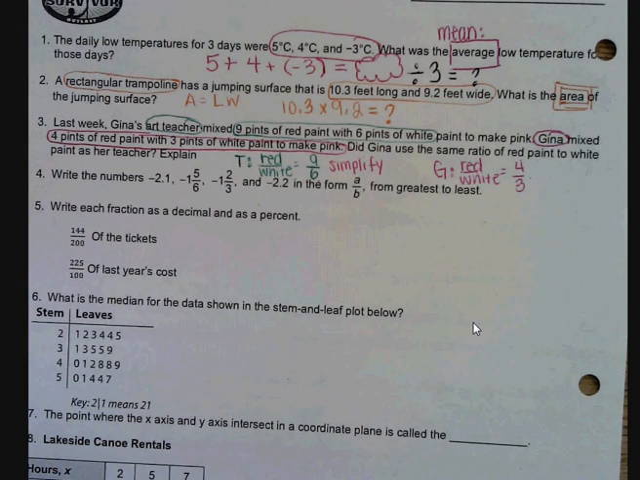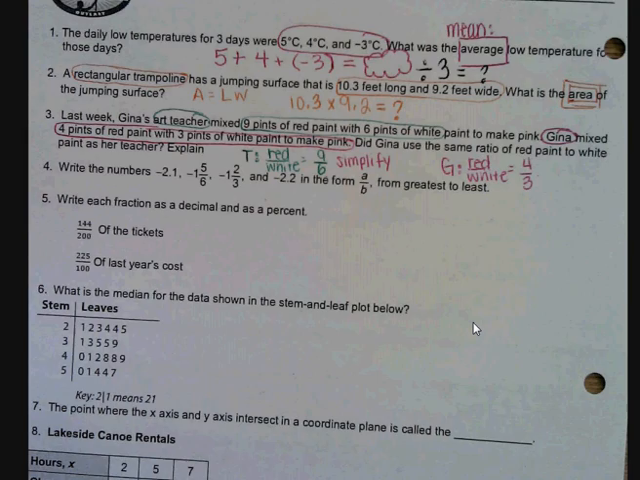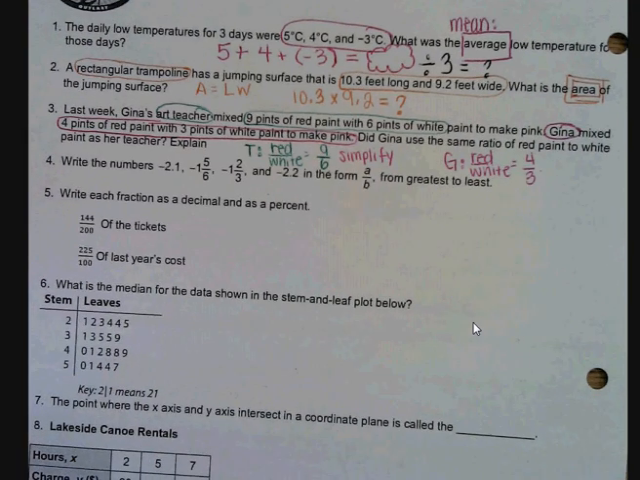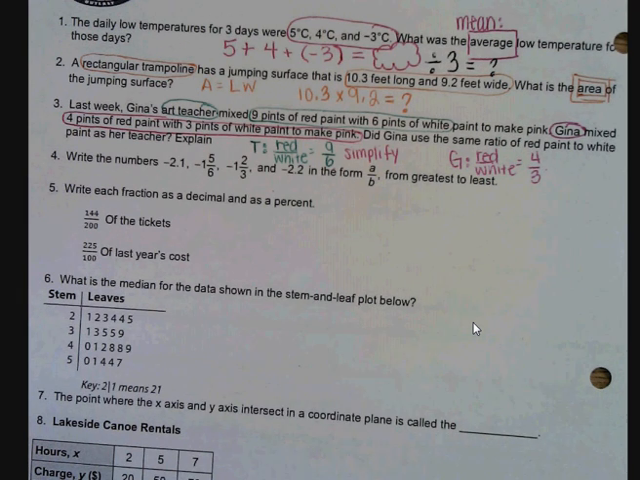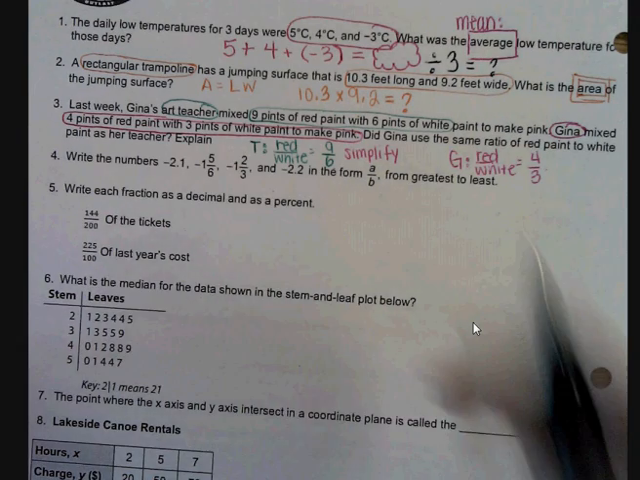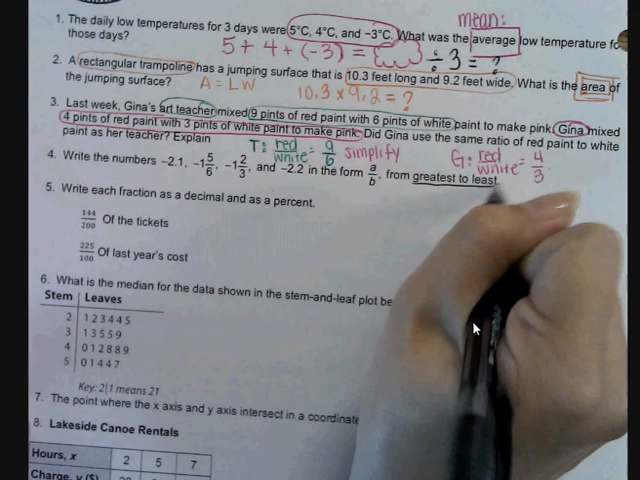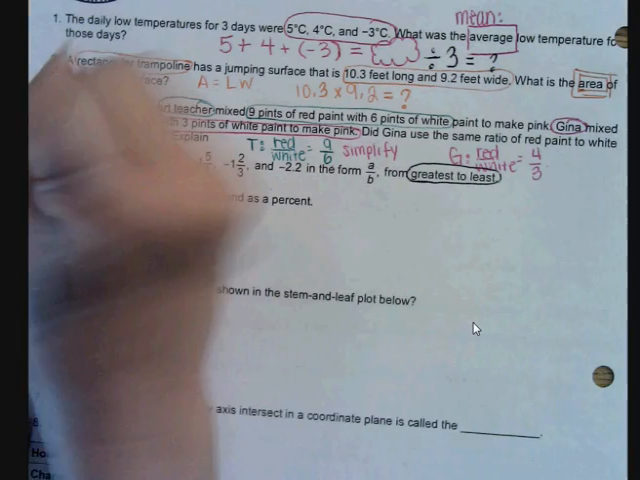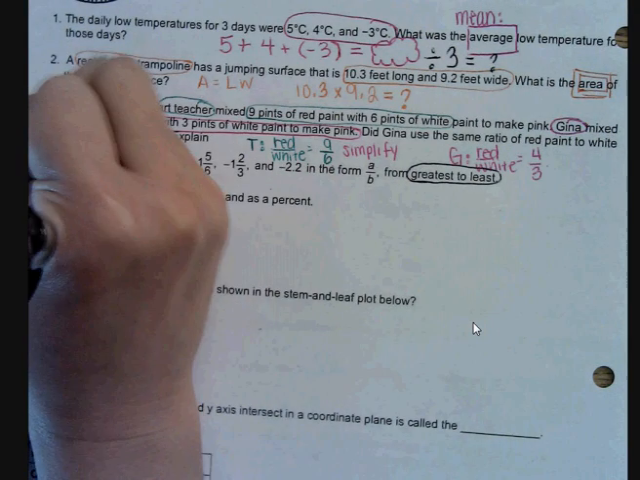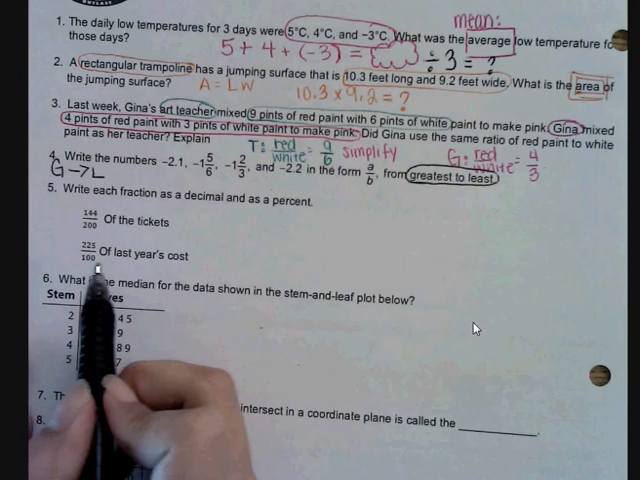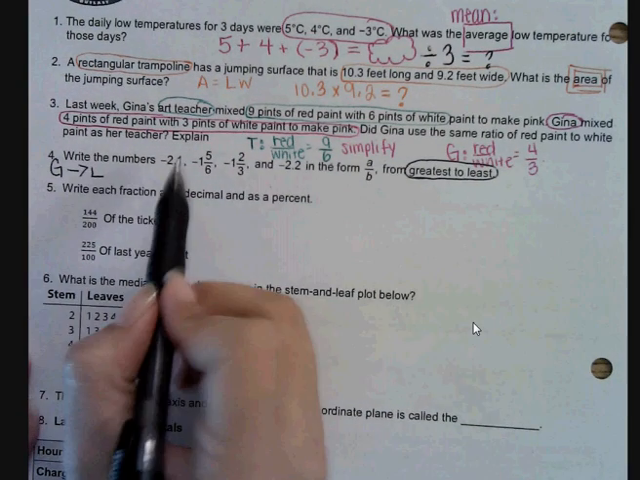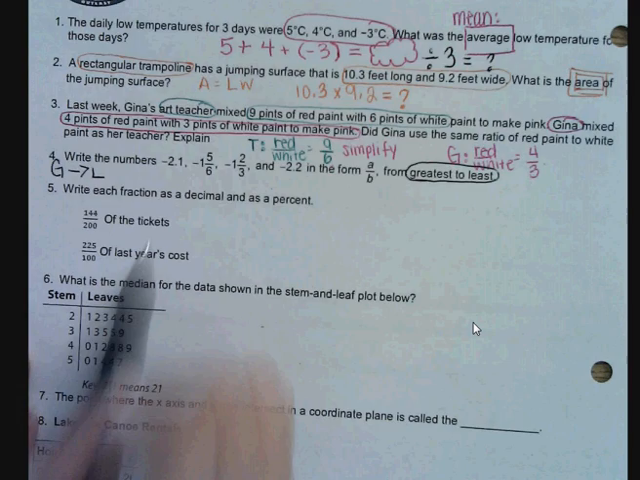Okay? Let's look at number 4. It says write the numbers negative 2.1, negative 1 5/6, negative 1 2/3, and negative 2.2 in A over B form from greatest to least. First of all, this is important to know. This is the way we're going to go: greatest to least. And we need to put these all in A over B form.